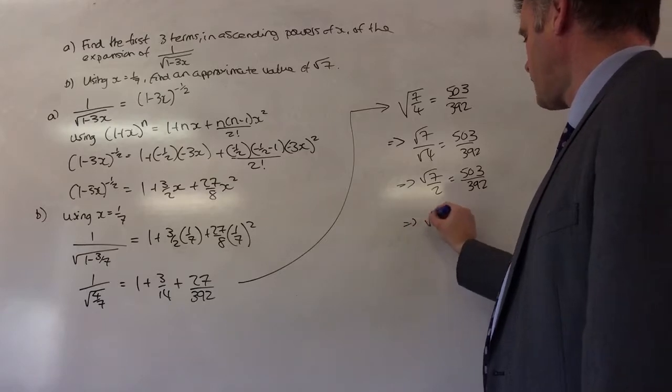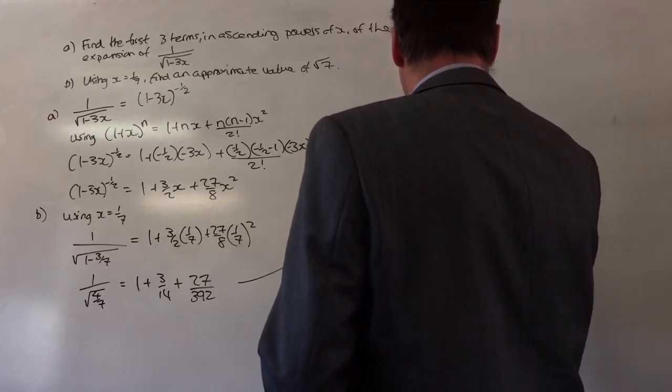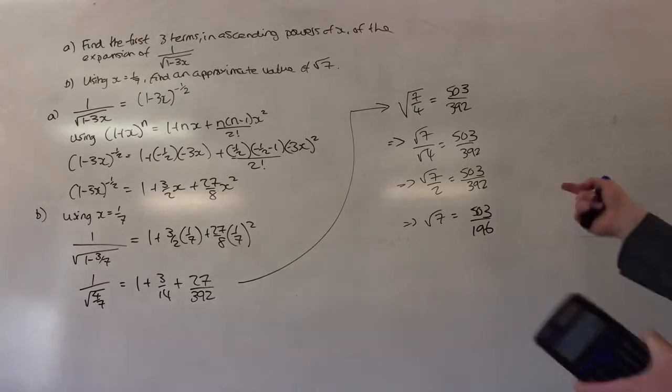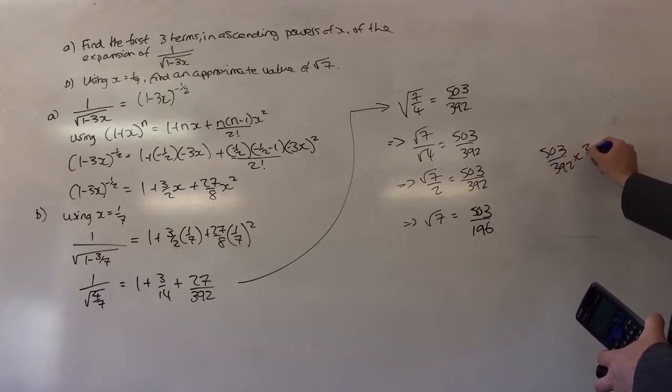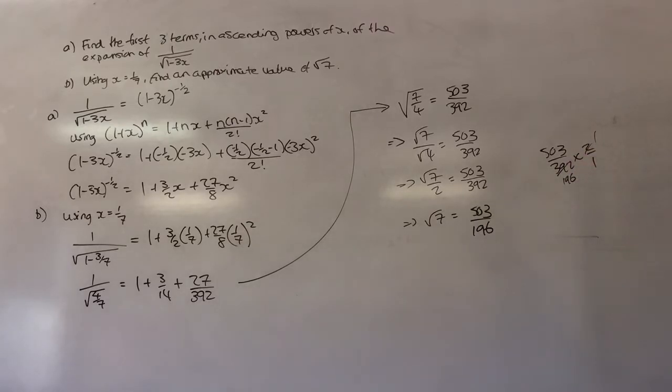And then to get my square root of 7, what do I do next? Times by 2. There'll be a bit of cancelling down that will happen there, and you end up with 503 over 196. So that's my approximation. When you times it by 2, how did you get 503 in 1 answer? I just took it in the calculator, but if I did it longhand, I've got 503 over 392 times 2 over 1, and that 2 cancels with that to get 196.